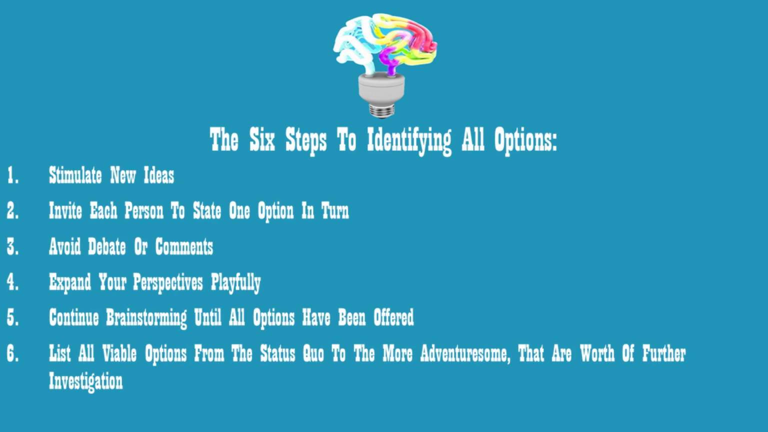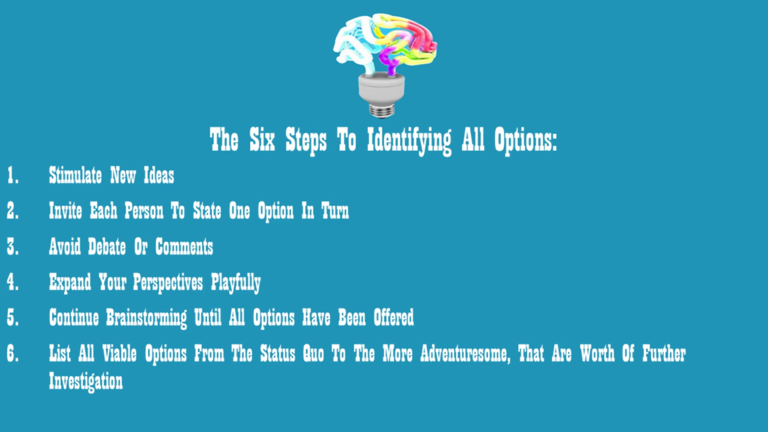Step number 1 is to stimulate new ideas. Then step 2 is to invite each person to state one option in turn. After everyone involved in the decision has had time to reflect on the options, you should begin having everyone open up on them one by one. As you go through each option, you should also take into account what they said and see if you can make some form of a new option from the previous options.